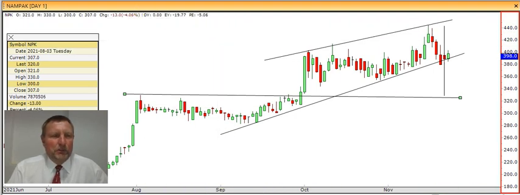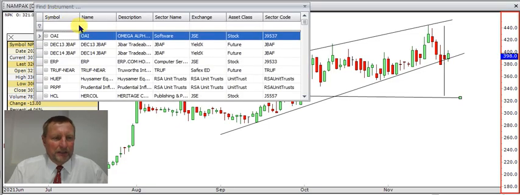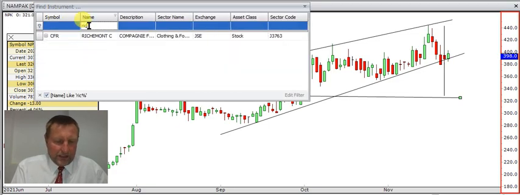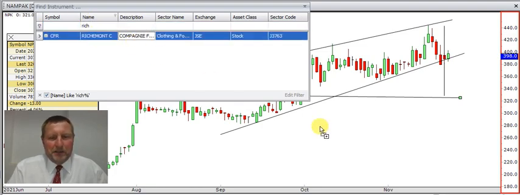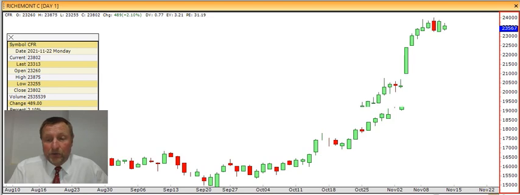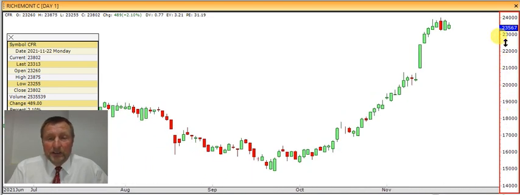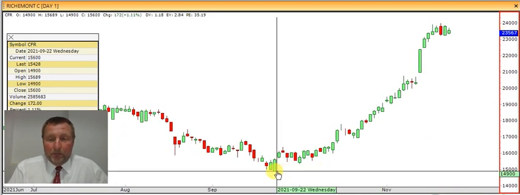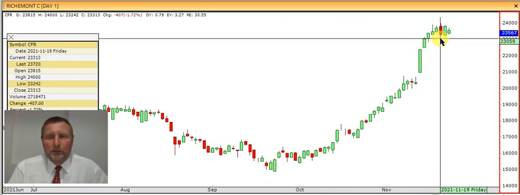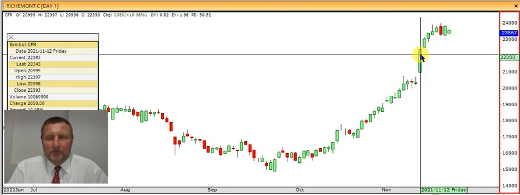Let's have a look at the darling of the market. And I mean, Richemont is a massive company. I mean, this company prints money. But the big thing with this company is it's also big in the index. But look at this rally. I mean, from 149 Rand all the way up to 235.67. But what do I see here?